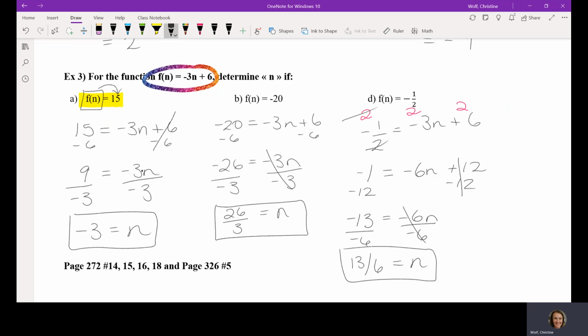Okay, so in your practice questions, just make sure you're looking closely at what it's actually asking for. Is it asking for you to find n? Or is it asking you to plug something in for n?